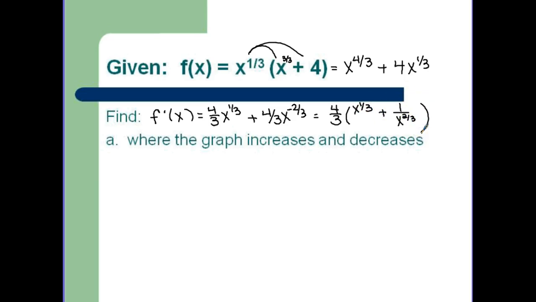So again, when I see something like that, I'm thinking, let's make a common denominator. So over here, I'm going to put that over x to the 2/3, which means I'm multiplying this by x to the 2/3. And when you add 2/3 and 1/3, it becomes a nice x.